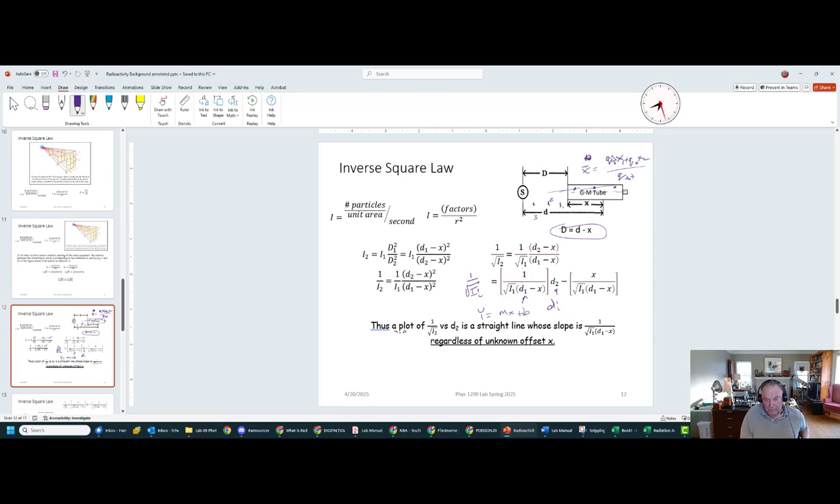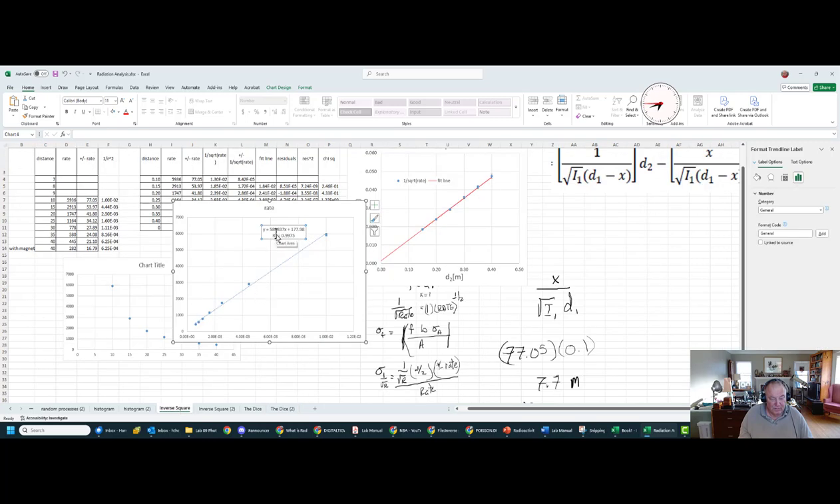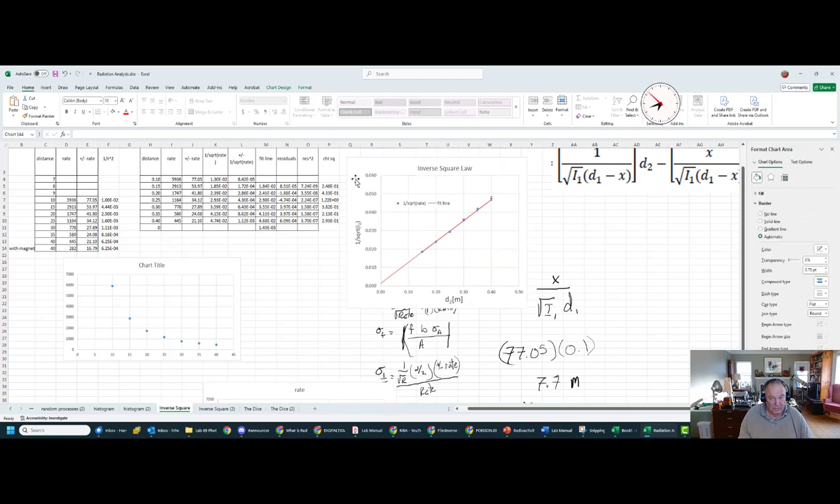And so we can plot D2 and 1 over the square root of I. I guess I have to clean that up too. And let's see, inverse, yeah. Although we're not going to use a trend line. There are videos for this, and we'll go over this.